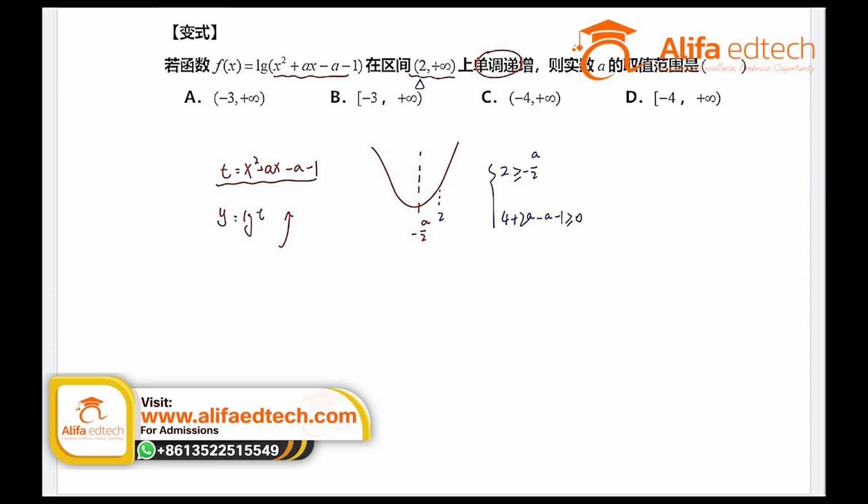So in this case, multiply both sides by 2. 2 times 2, 4 must be greater than or equal to negative a, which means a must be greater than or equal to negative 4. The second one is 2a minus a, which is a, plus 4 minus 1 is plus 3, greater than or equal to 0, so it must be greater than or equal to negative 3. One is greater than or equal to negative 4, the other is greater than or equal to negative 3. Take the larger one, so finally we need a greater than or equal to negative 3.